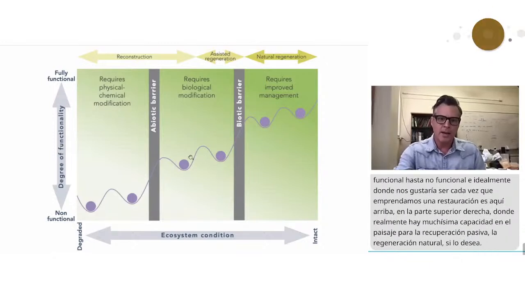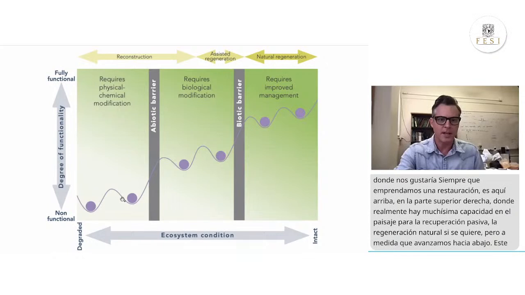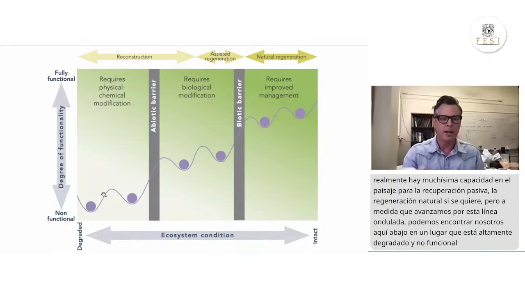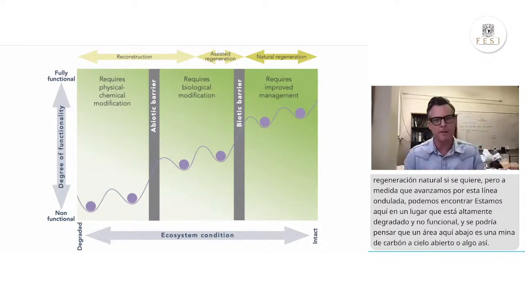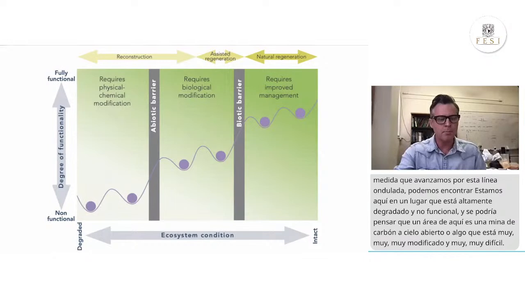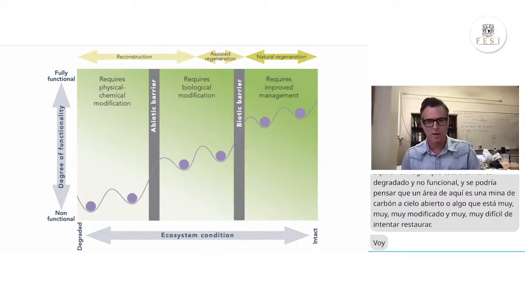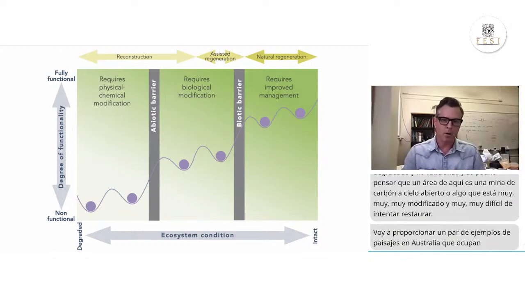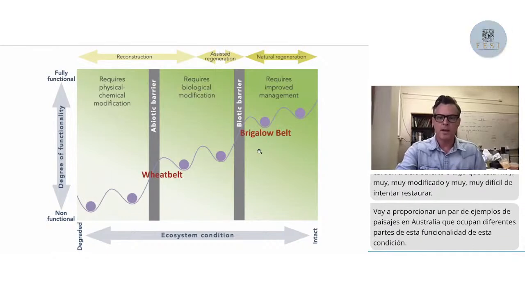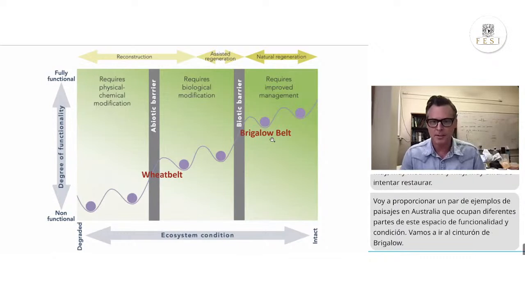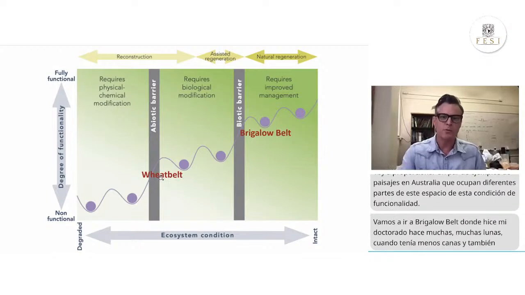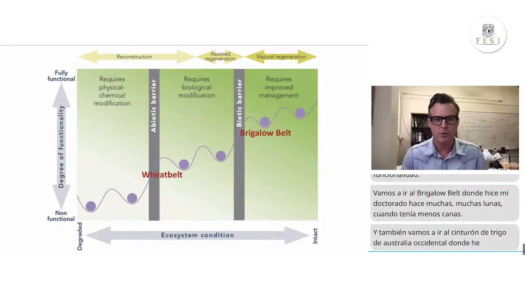But as we make our way down this squiggly line, we might find ourselves down here in a place that's highly degraded and non-functional. You might think of an area down here as being an open cut coal mine, or something that's very, very modified and very difficult to try and restore. I'm going to provide a couple of examples of landscapes in Australia that occupy different parts of this condition-functionality space. We're going to go to the Brigalow Belt, where I did my PhD many, many moons ago when I had less grey hair. And we're also going to go to the wheat belt of Western Australia, where I've spent quite a lot of time undertaking research as well.